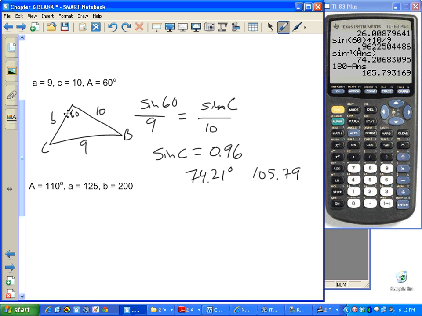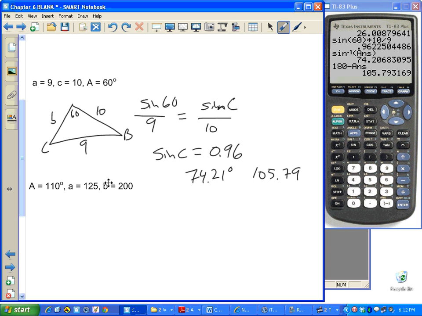The angle I'm given is 60. If I take 60 and add it to 105, do I have enough left over for a third angle? Okay, because this would be like 165.79, and that would leave enough left over for an angle C to exist. Same thing if I add 60 here, because the three angles have to add up to 180. So I'm actually going to have two answers from this point on.